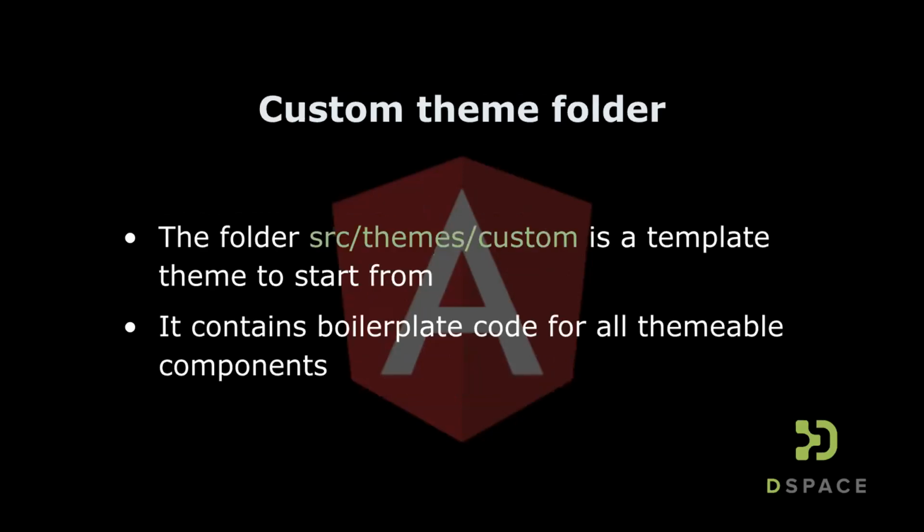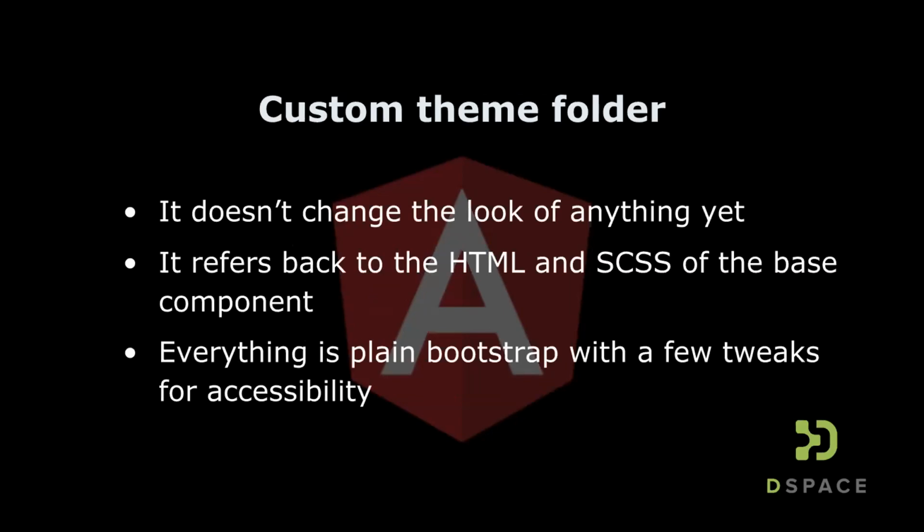The dynamic themes have a template theme to start from. That's a custom folder in the themes folder, and that basically contains boilerplate code for every themable component. It doesn't change the look of anything. It just contains links back to the original HTML and CSS files. It's just there for convenience, so you don't have to start generating a bunch of files. If you just want to change something, you can just take the file that's already there and quickly modify it.